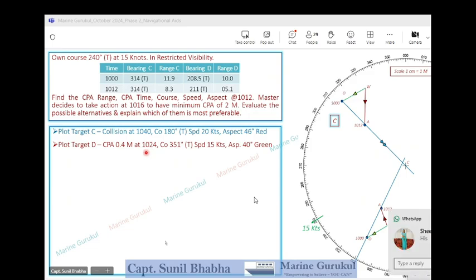So since the CPA with Delta is happening 16 minutes earlier, we will take an action to have a CPA of 2 nautical miles or more for target Delta, because target Delta has the priority over target Charlie because of the frequent or earlier TCPA. So we will first evaluate our action basis target Delta, and then we will check this action for target Charlie.